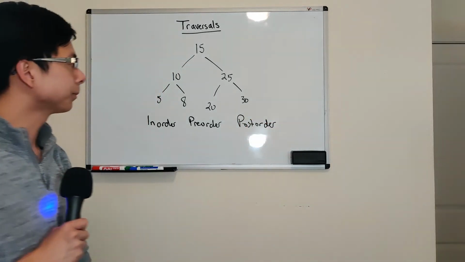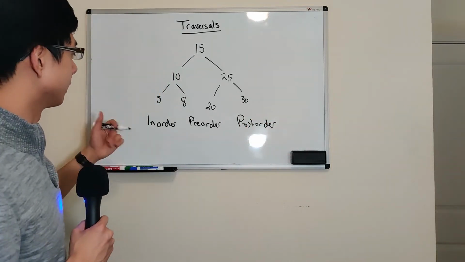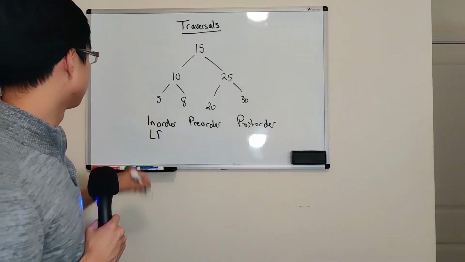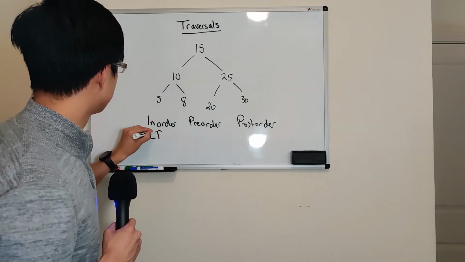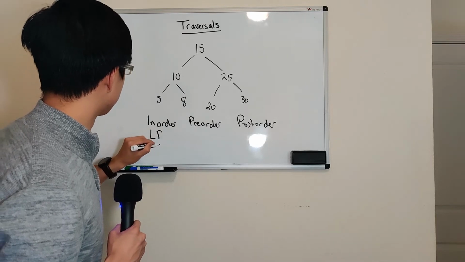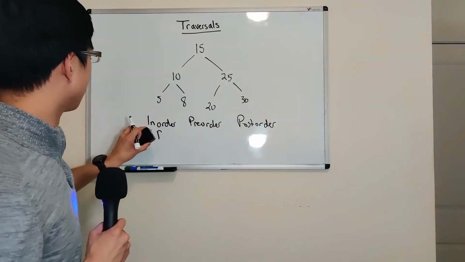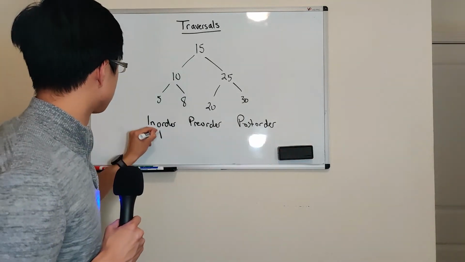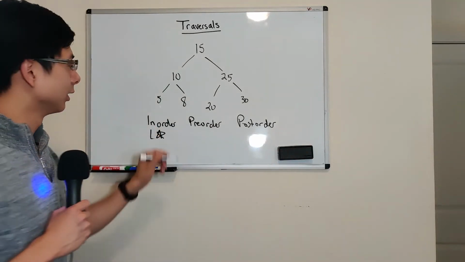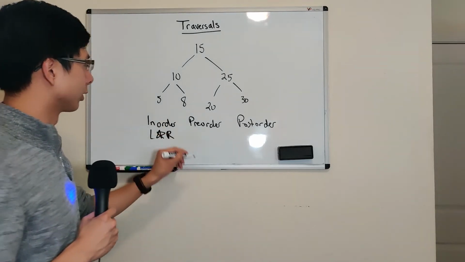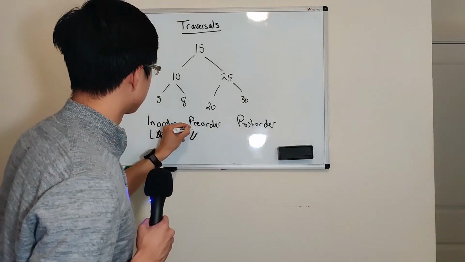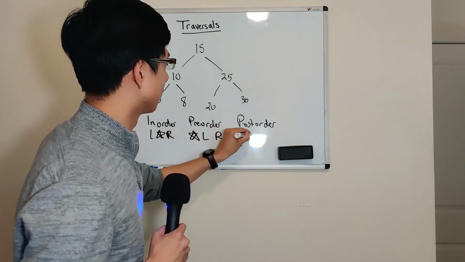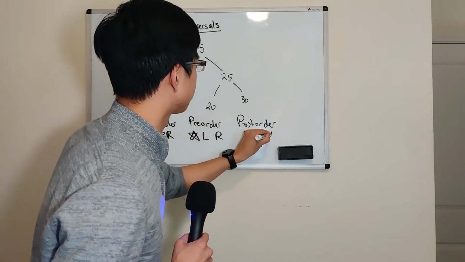An in-order traversal is left child, then the root. I don't want to use R for root because R can also stand for right, so I'm going to put a star for root because I can't think of anything else. And then right. A pre-order is the root first, then the left and then the right, and post-order is the left child and the right child and then the root.